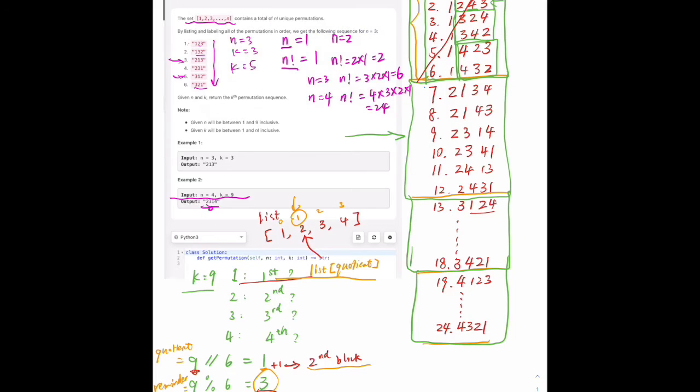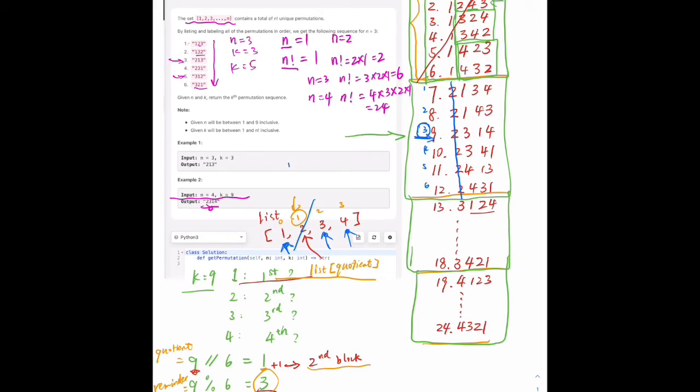In the second block, 1, 2, 3, 4, 5, 6 different numbers. And we want to know what's the third number. So again, let's now ignore the first number because we already know the first number. We have 1, 3, and 4 left. And these are 6 permutations of 1, 3, and 4. What's the third one? You can tell actually now we are asking the same question. At the beginning we have 4 numbers. We ask what's the 9th number. Now we have 3 numbers. We ask what's the third permutation of these 3 numbers.